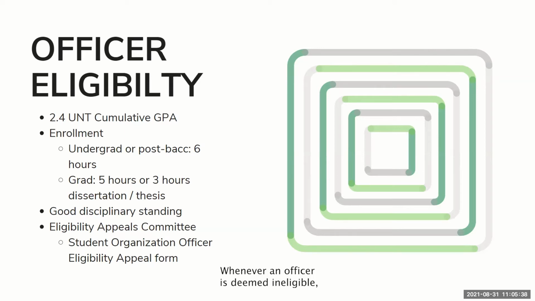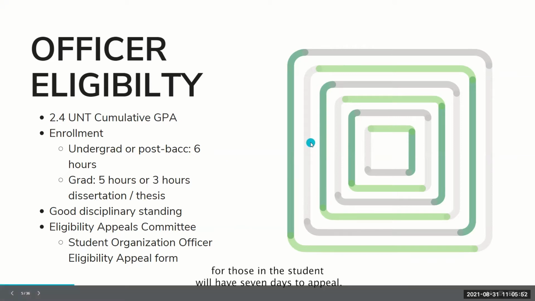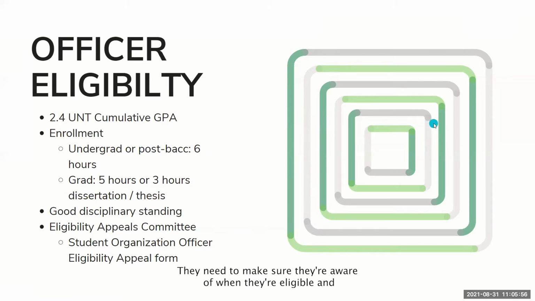Whenever an officer is deemed ineligible, whether from a GPA standpoint or any other circumstances, they will receive an email, and so will the advisor. So it's important to be on the lookout for those, and the students will have 7 days to appeal. If they want to appeal, they need to make sure that they're aware of when they're ineligible and are able to find the appeal form and send it back to the office.